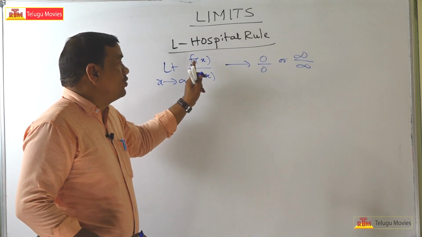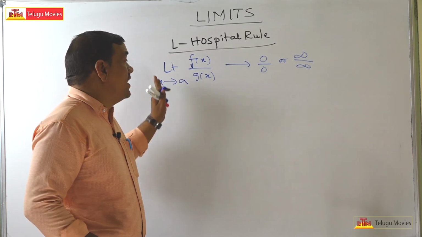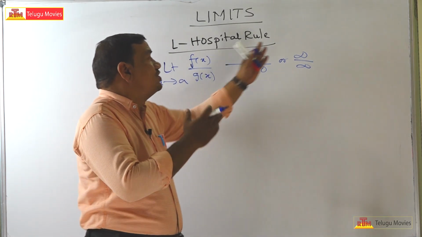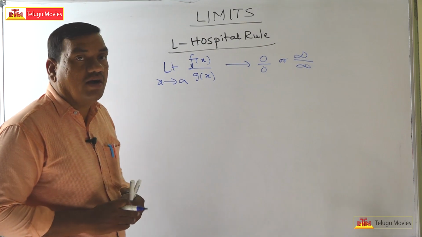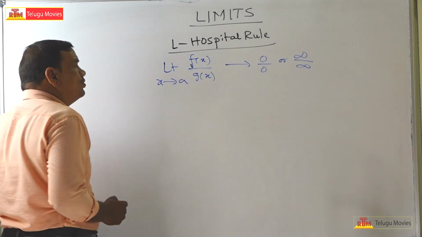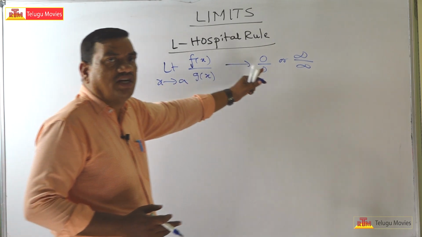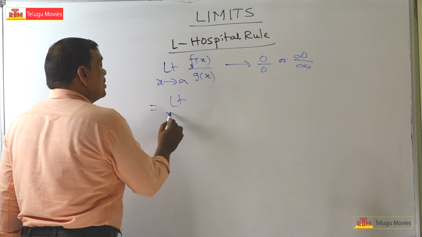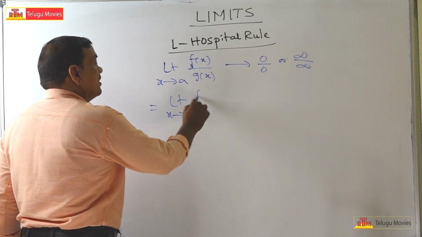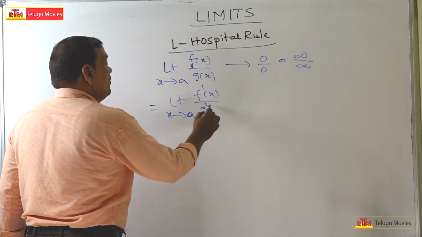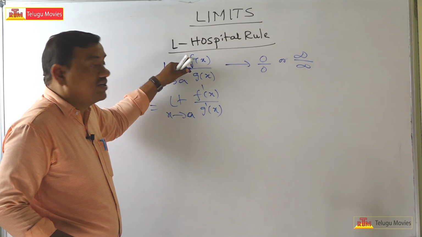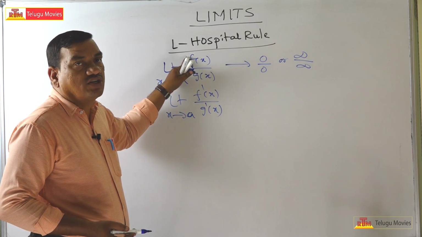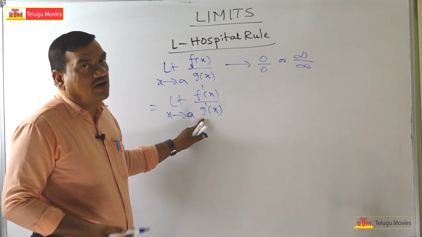You only apply this L'Hopital rule when the limit of this function, that is f of x by g of x, leads to 0 by 0 or infinity upon infinity. Definitely it is an indeterminate form, not your answer. Then what you have to do is take the limit as x tends to a of the derivative of the numerator function upon the derivative of the denominator function.